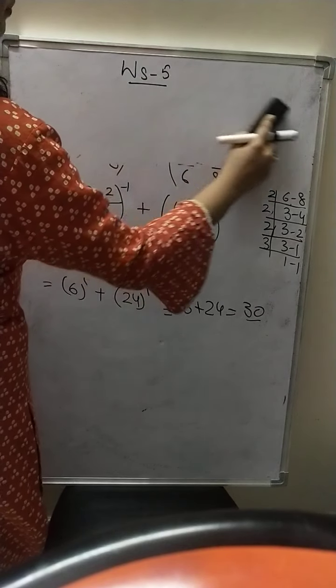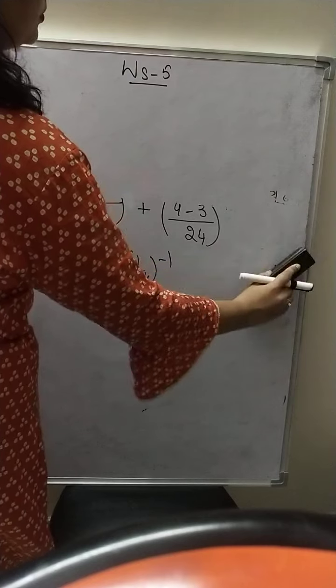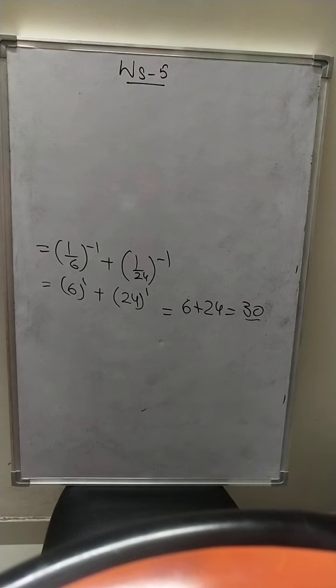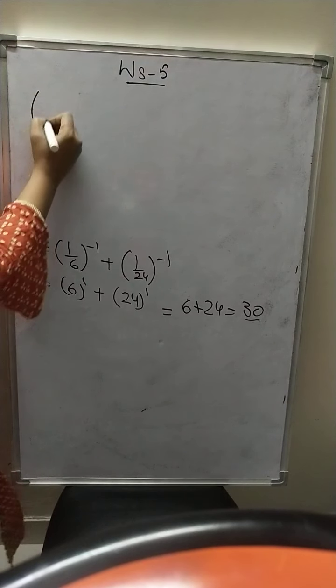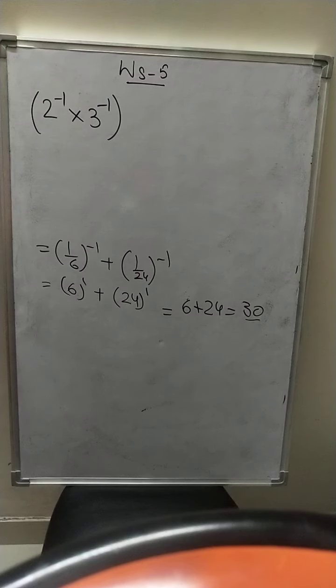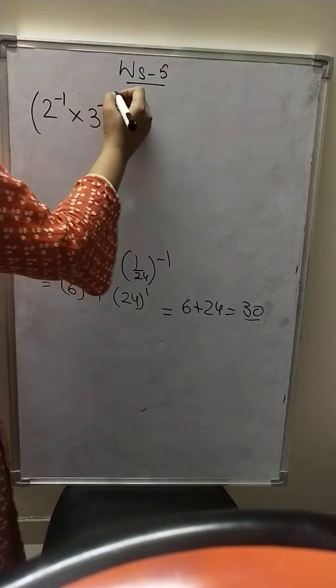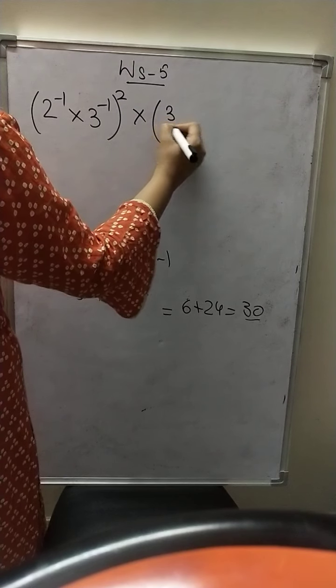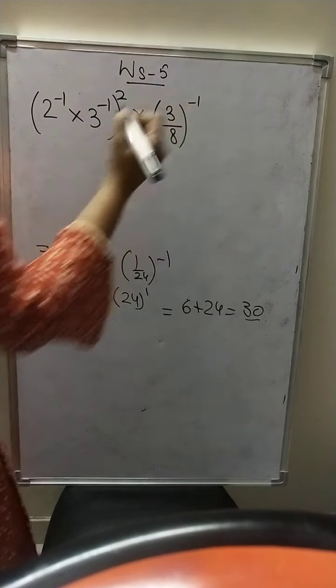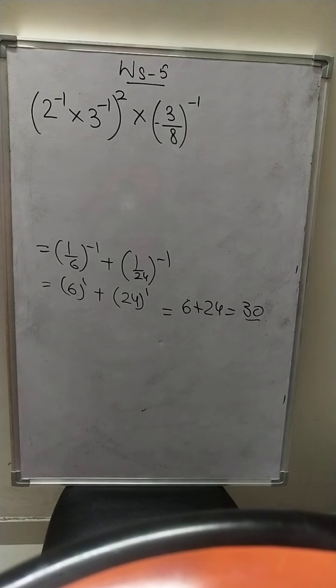Let's do the second part now. So the second part is 2 raised to the power minus 1 into 3 raised to the power minus 1, then we have raised to the power 2 into minus 3 upon 8, and the raised to the power is minus 1. Let me again verify it. 2 raised to the power minus 1, 3 raised to the power minus 1 whole square into minus 3 upon 8 raised to the power minus 1.